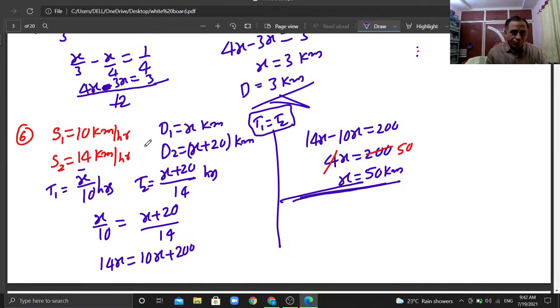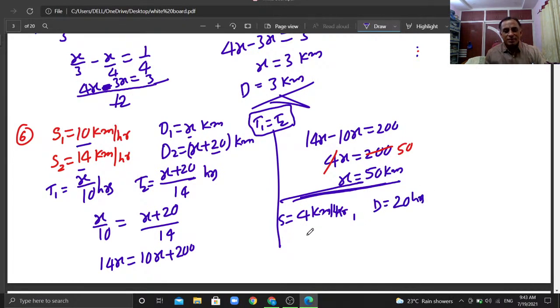Okay. Now, first day he traveled at 10 kilometer per hour. Speed is 10 kilometer per hour. He traveled x kilometer distance. Second day he increased his speed by 4 kilometer per hour. So the speed increase is 4 kilometer per hour, so that he reached an extra 20 kilometer.